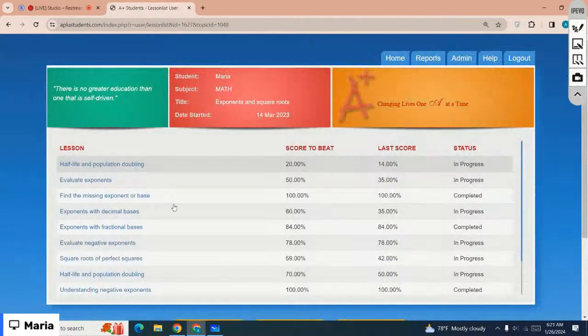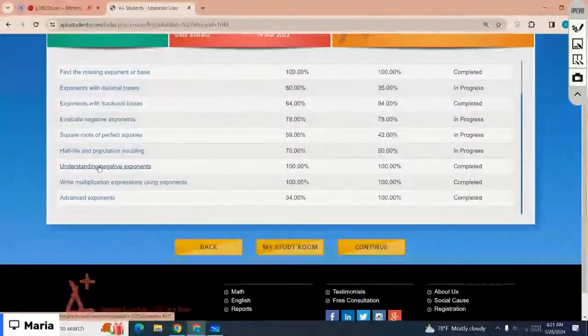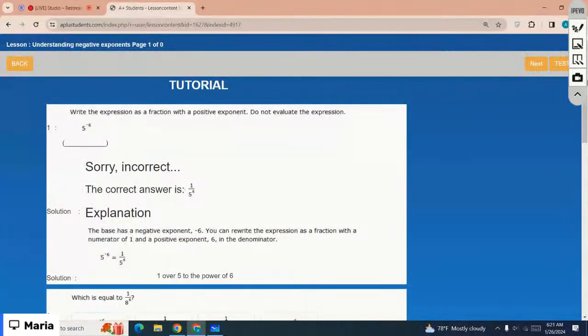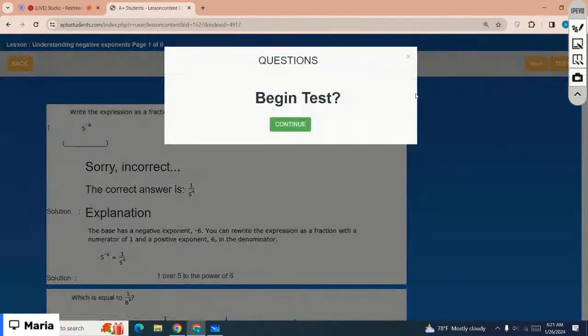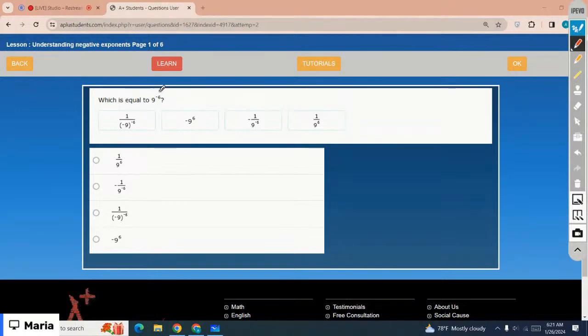Okay, the next lesson is understanding negative exponents. We have done negative exponents in the last session, so let's just do it quickly. Whenever we have a negative exponent, we can make the exponent positive by writing it in the denominator, right? For example, this is equal to 9 exponent 6. The exponent is negative, and you can make it positive by writing it in the denominator like this, 1 divided by 9 exponent 6. Got it?